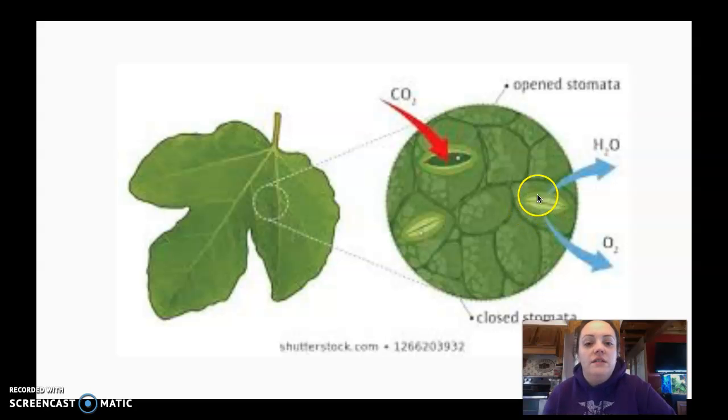Stomata open as a response to signals in the environment. For example, light will come and the light will signal the stomata to open up. Basically, they have these little guard cells on the edges, and those guard cells either fill with water to open and become rigid and open up, or the guard cells empty of water and then the stomata closes because the guard cells push it closed.